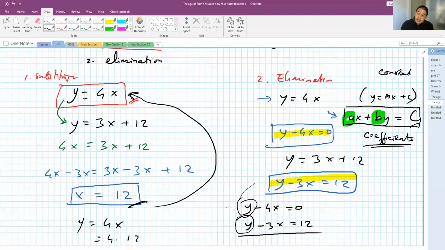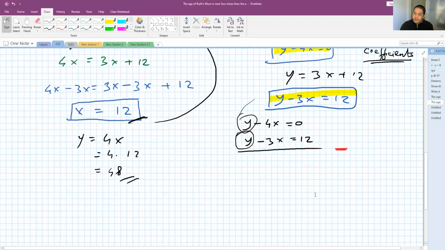Now, if they are already the same like this, it's actually quite easy, because if you want to eliminate y, you can just subtract the first equation by the second equation. So when you subtract the first equation by the second equation, this is how we do it. y minus y, 1y minus 1y, they are gone, right? Because they are the same. And then the second one, minus 4x subtracted by minus 3x. If you are confused, we can write them like this.